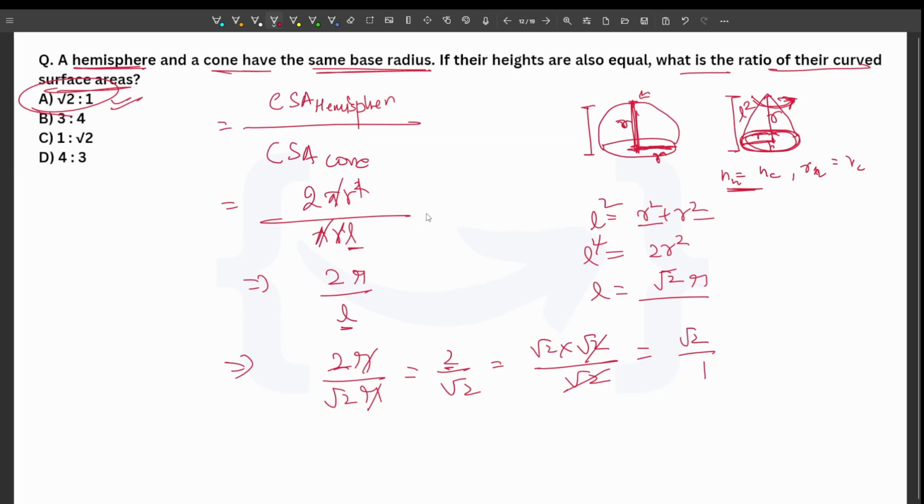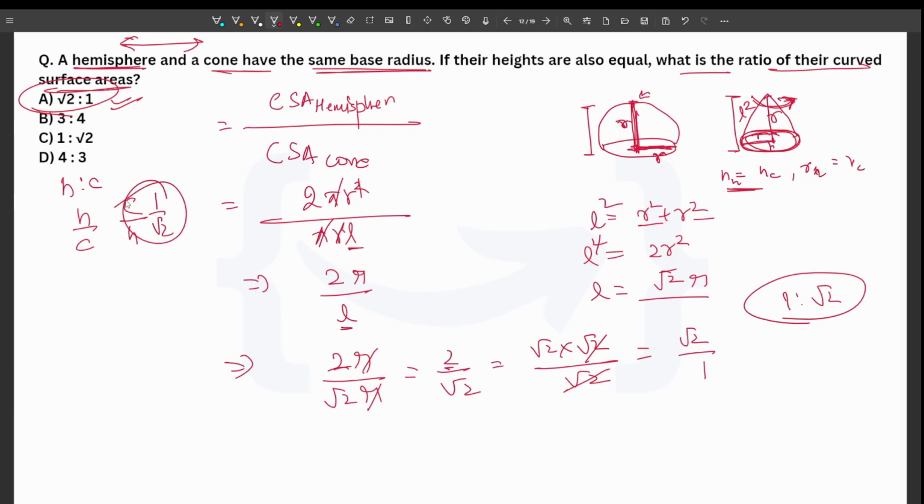Now, if you have tried by yourself, you may have ended up with this as the answer, isn't it? But what is the case here is, you just need to follow the order that the question said. Hemisphere by cone, okay? Hemisphere ratio cone, which is H by C. If you do C by H, you will have this particular answer. So please be attentive with the question statement, okay? So root 2:1 is the right option for this question.